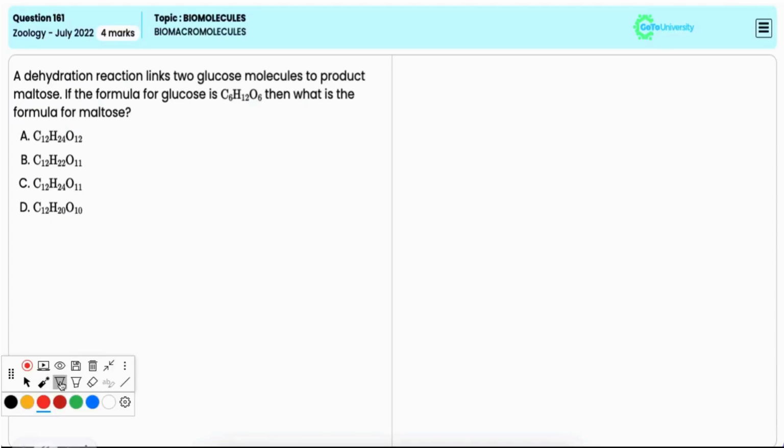In this question, it's given that a dehydration reaction links two glucose molecules to produce one molecule of maltose. And the molecular formula for glucose is C6H12O6. So you have to choose the correct option that represents the formula for maltose.